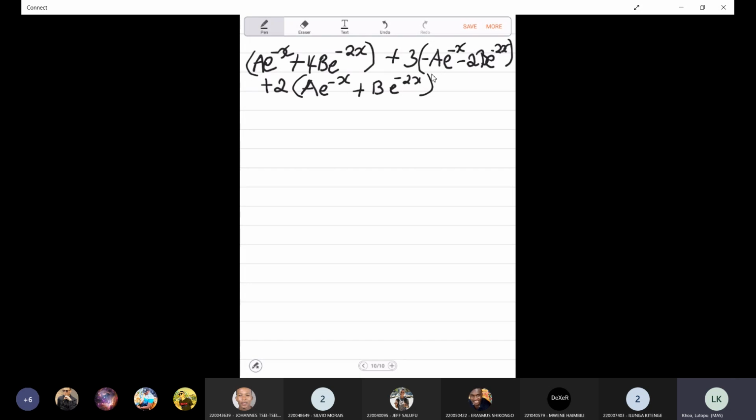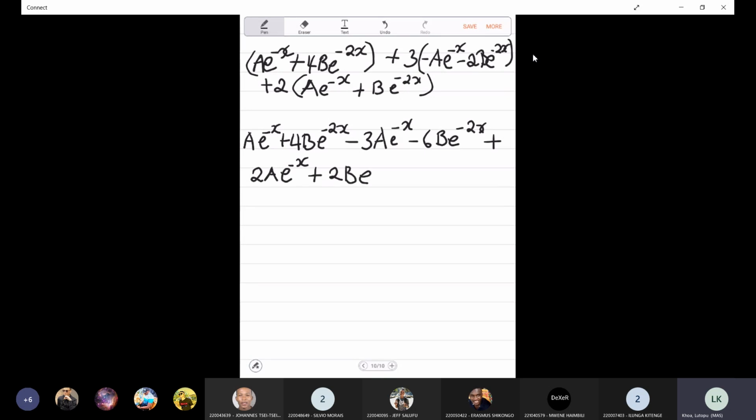So now rewriting this without brackets and multiplying this in, we will have a e to the power of minus x, 4b e to the power of minus 2x, and then minus 3a e to the power of minus x, minus 6b e to the power of minus 2x, plus 2a e to the power of minus x, plus 2b e to the power of minus 2x.